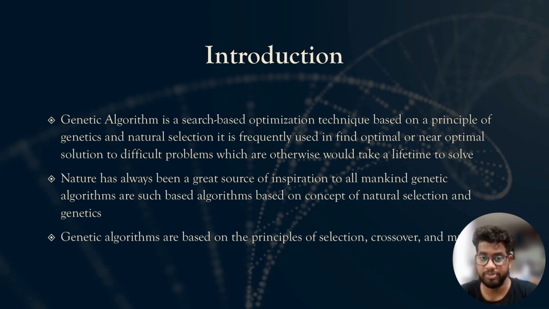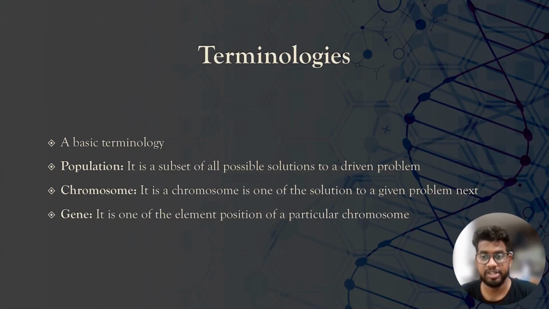Genetic algorithms are based on the principles of selection, crossover, and mutation. Some basic terminologies used in genetic algorithms are: Chromosome, a representation of a potential solution, typically encoded as a string of binary digits or real numbers. Gene, a component of a chromosome representing a parameter or a variable of the solution. Population, a collection of chromosomes representing the initial pool of potential solutions. Fitness function, a function that evaluates the quality or fitness of a solution. Generation, each iteration of the genetic algorithm where a new population is generated from the previous one.